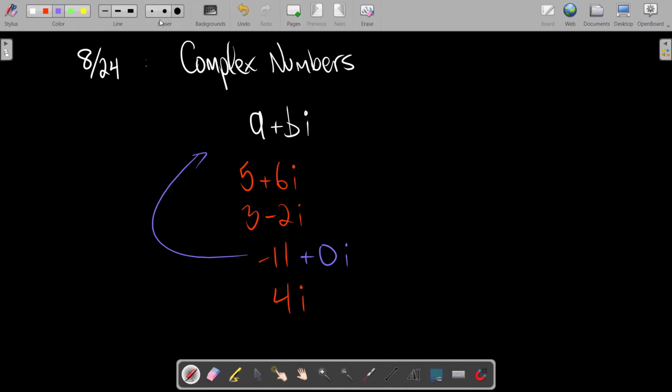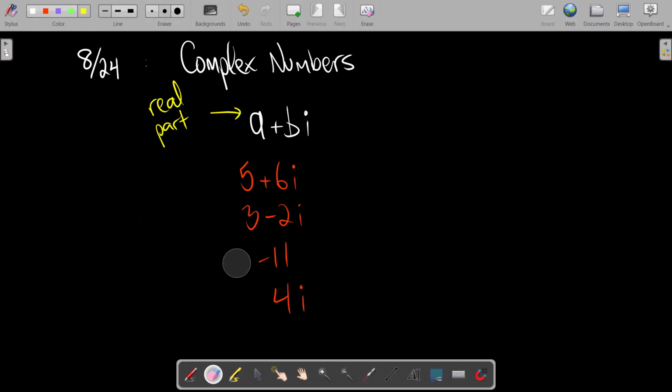So let's run through some basic vocab. Vocab's always annoying, but the reason we do it is because it just keeps us from sounding dumb when we talk to each other. So we're going to run through just some fundamental words here. First off, let's talk about a. In any complex number, a is what we call the real part. Switch it up and use some different colors here for you. This bi, I'm going to circle this one. Do you want to guess what it's called? I used the word earlier. It's called the imaginary part.